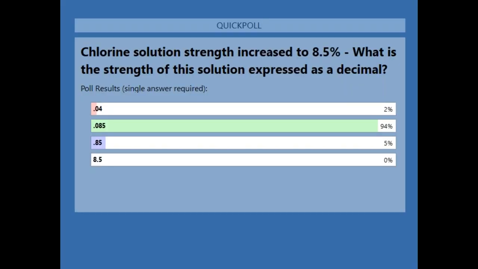And there are your results. Awesome. It looks like most of us got it correct. The answer is 0.085. It looks like a small number answered 0.85. And if that's the case, we might have used the wrong decimal point or divided by maybe 10 instead of 100.